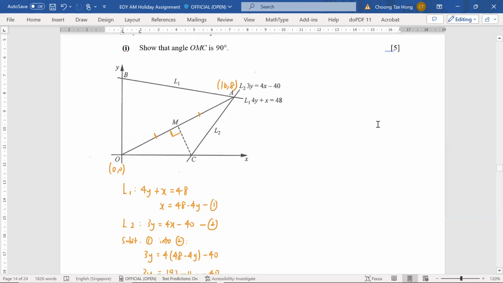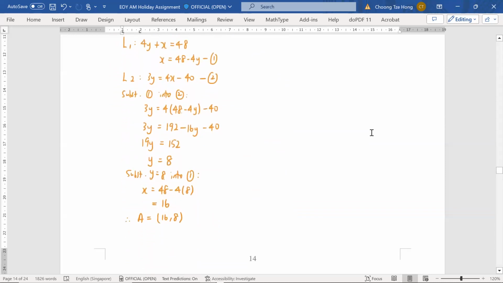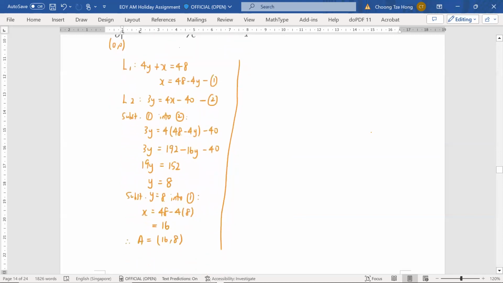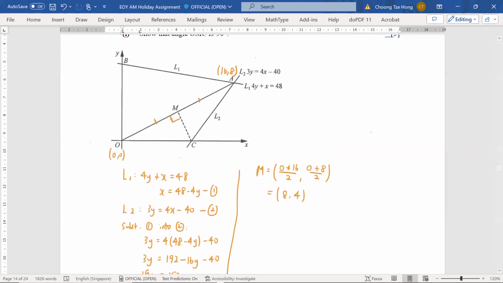Let's go ahead and do that. I'm going to continue my working over here. Refer to the diagram on your worksheet. M will be the midpoint of OA. To find the midpoint, you just add the x coordinates of the two points and divide by 2. The x coordinate of the origin is 0, and the x coordinate of A is 16, so 0 plus 16, and for the y coordinate 0 plus 8, over 2. So the coordinates of M are (8, 4). So we know M also, M is (8, 4).